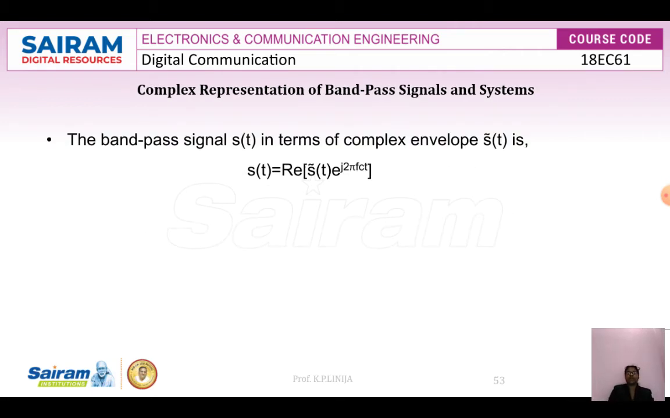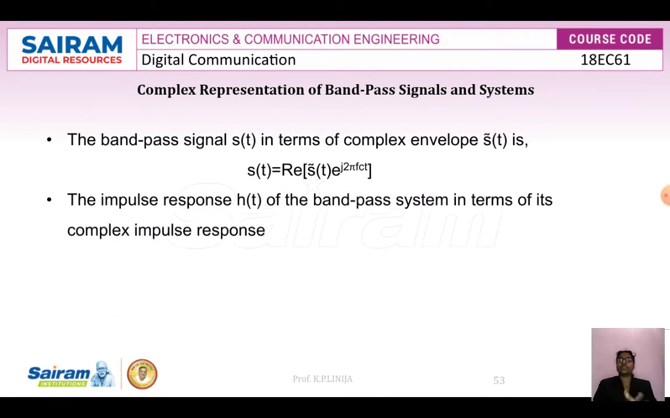So for this we have to consider the bandpass signal, that is s of t, in terms of the complex envelope, which is expressed as x of t, that is, the real part of s bar of t into exponential e power j 2 pi fc. Thus we are recalling the function from the complex envelope section. Followed by that, the impulse response h of t of the bandpass system in terms of the complex impulse response. Therefore, we can write h of t is equal to the real part of h bar of t into e power j 2 pi fct.